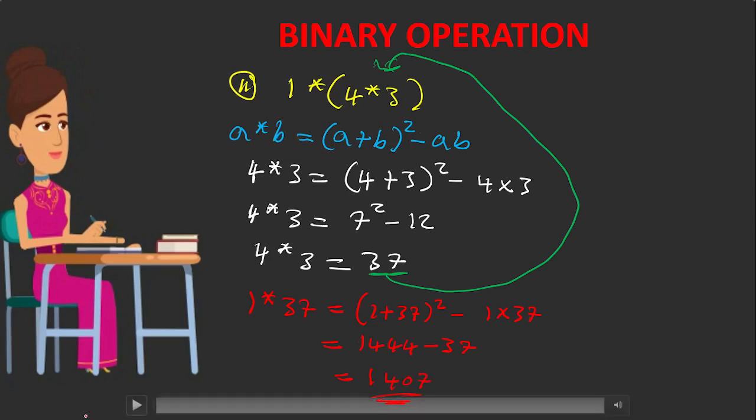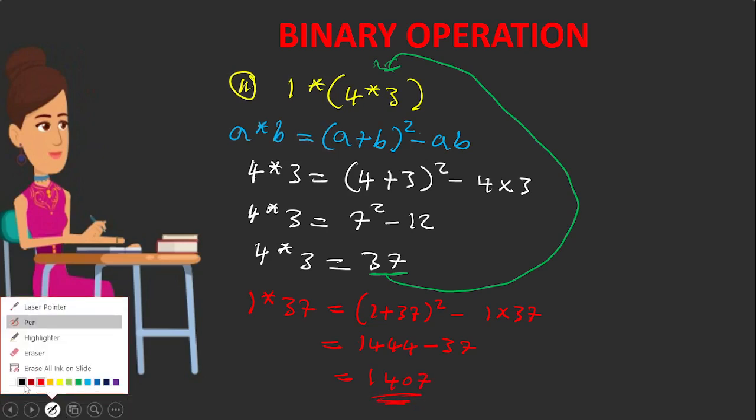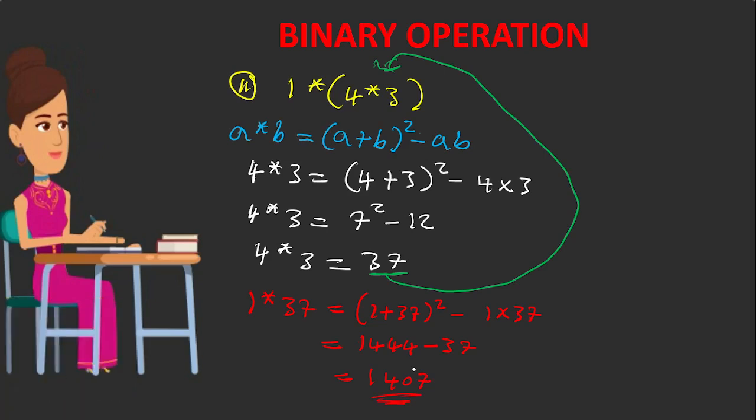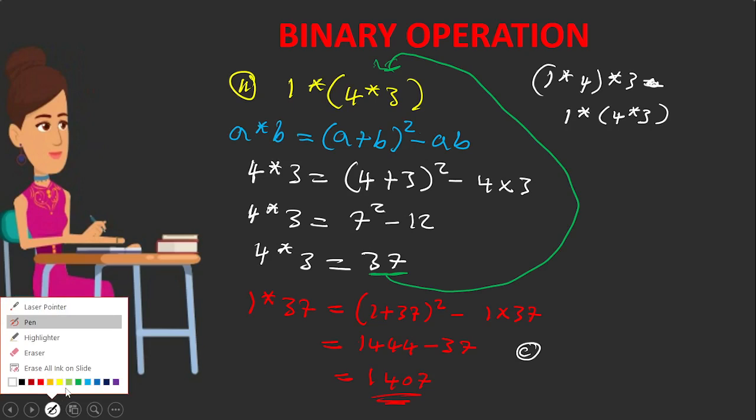So once you find these two, you need to go to the last question, which is stating whether this binary operation is associative or not. So let's say we had the first one, which was (1*4)*3, and the other one was 1*(4*3).